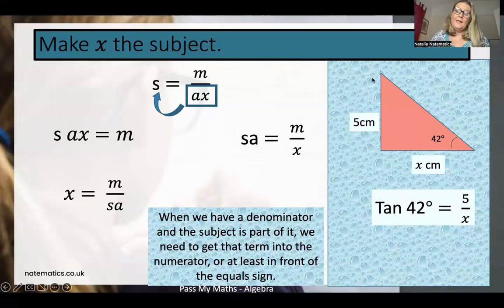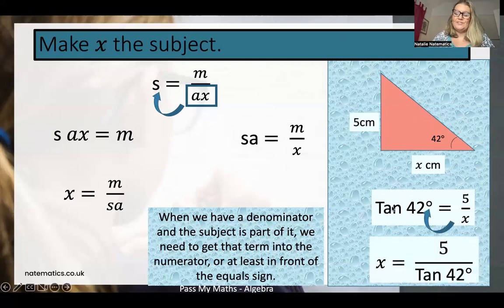it comes from. You don't necessarily know tan 42 degrees off the top of your head, although there are some numbers you do need to know exact values for, but that's another thing coming. So we're obviously nearly at the end now. Thank you very much for sticking with me. So all we're going to do is swap those 2 over, and we've got x equals 5 over tan 42 degrees.